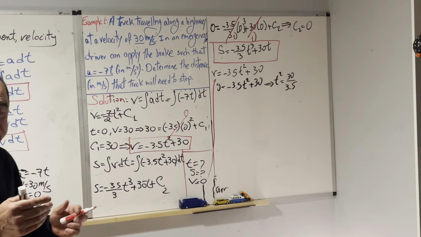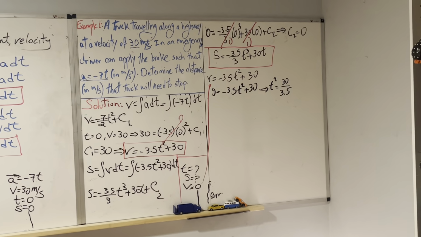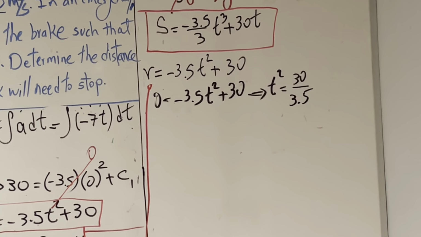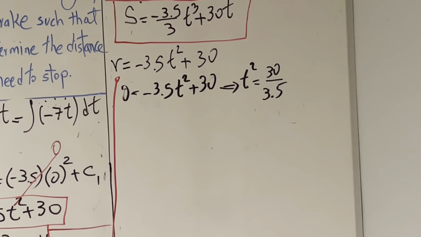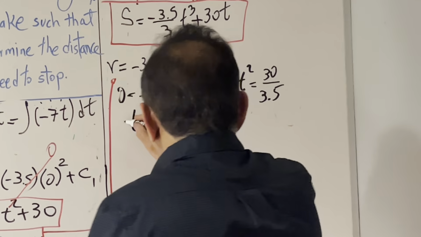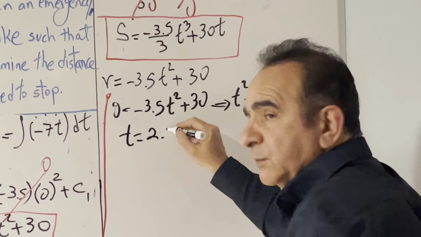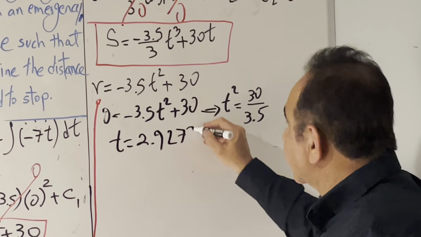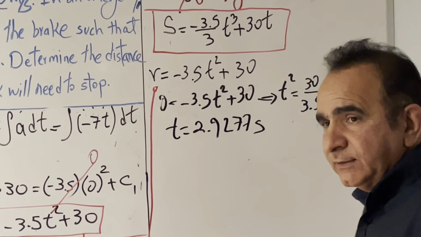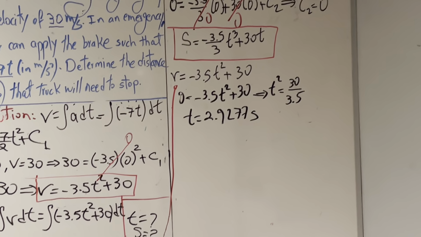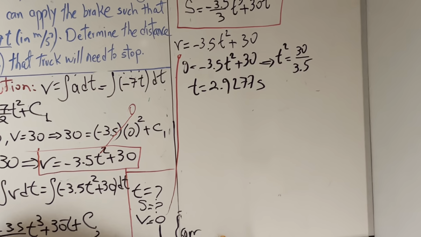So please, John, could you use your calculator to perform this calculation and give me the result for the time? Fantastic. Time is equal to 2.9277 seconds. Do you guys agree with John's result? Perfect. So we have the time, the final time.